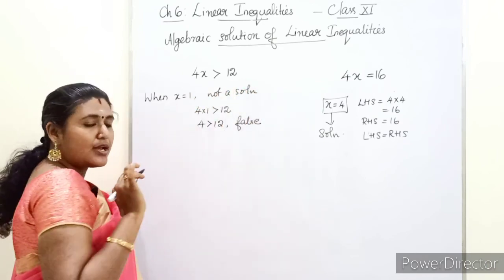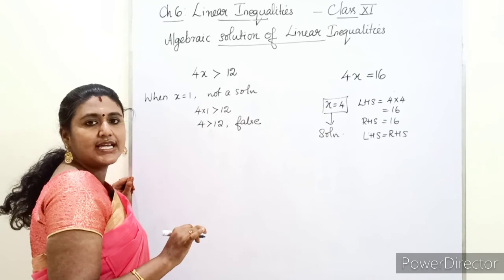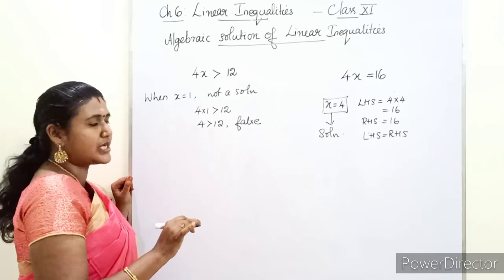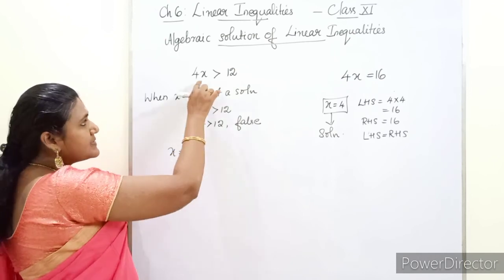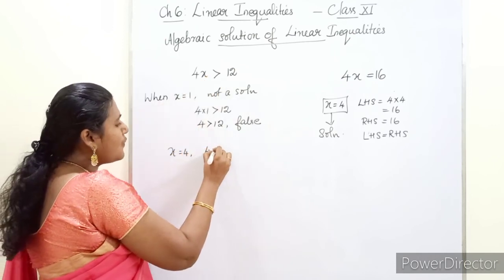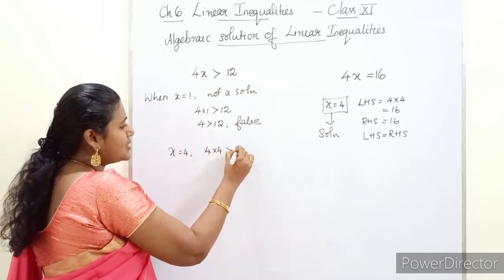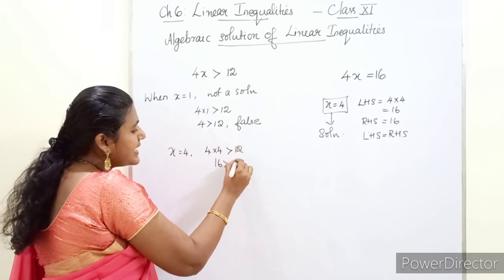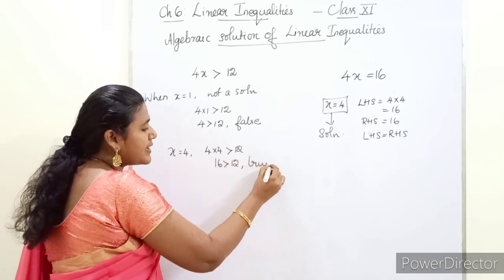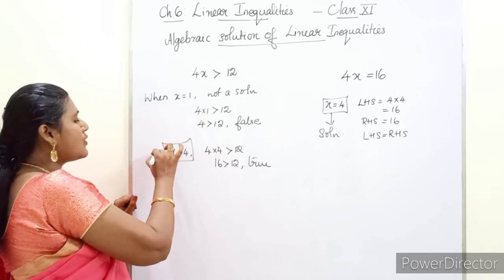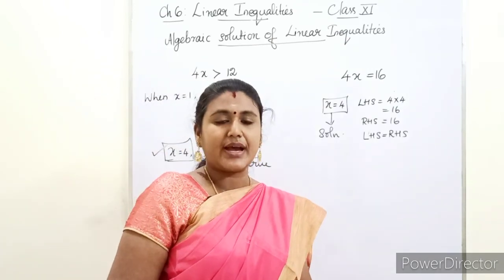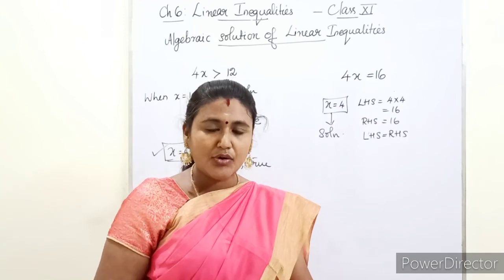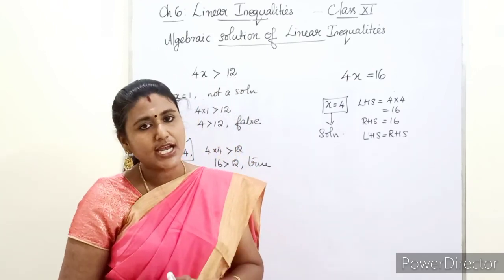Clear? So the value of x which satisfies the inequality gives the solution. If I take x = 4 and substitute 4 here, 4 into 4 is greater than 12, that is 16 > 12. This is a true statement, so I can say x = 4 is a solution. So this is how you have to find it. The solution is the value of x which satisfies the inequality.